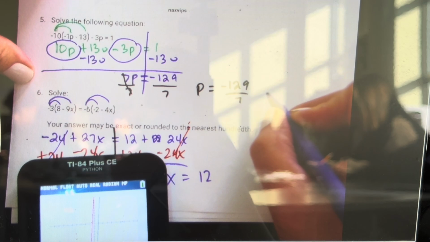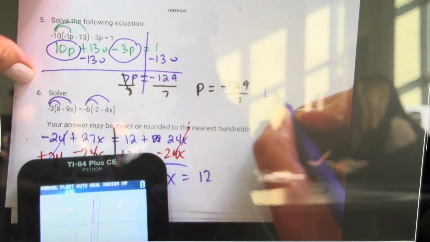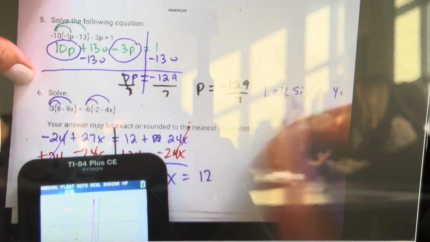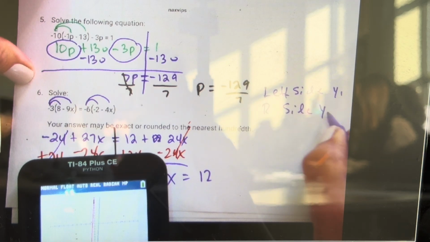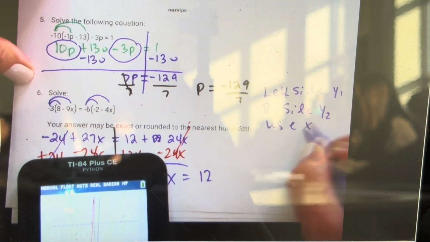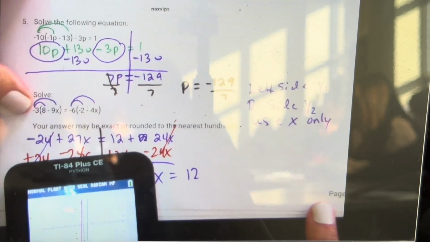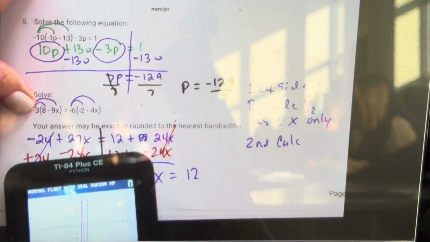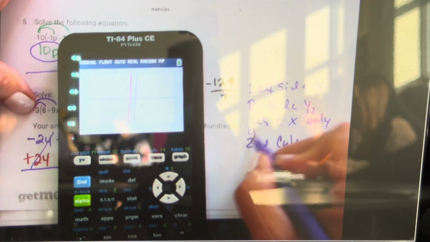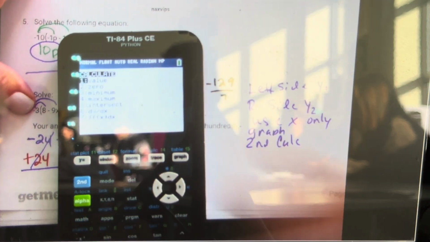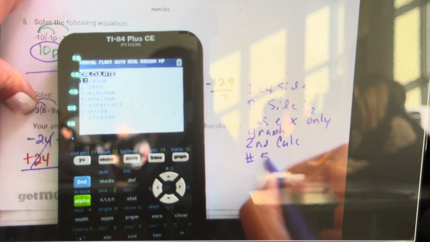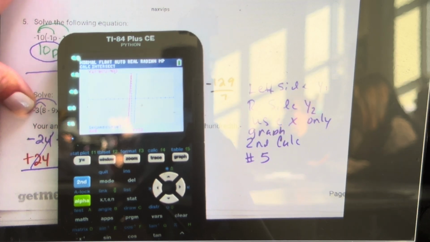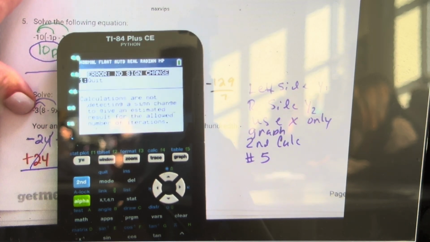Correct. Second, calculate. So left side in y1, right side in y2, and use x only, right? And we're going to go to second calc, which is on the top, after we graph. And we're going to go where? Down to intersect. Enter, enter, 1, 2, 3. And so I got an error.